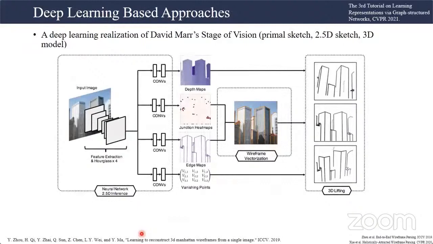In the deep learning era, David Marr's theory has been realized using a sequence of CNN-based modules. A typical work, such as the one shown here by Zhou et al., extracts edges, junctions, depth maps, followed by inference and grouping process. However, it consists of many steps with heuristic designs in the inference and grouping process, which are difficult to implement, adapt, and integrate into other pipelines. They also consist of accumulated errors.